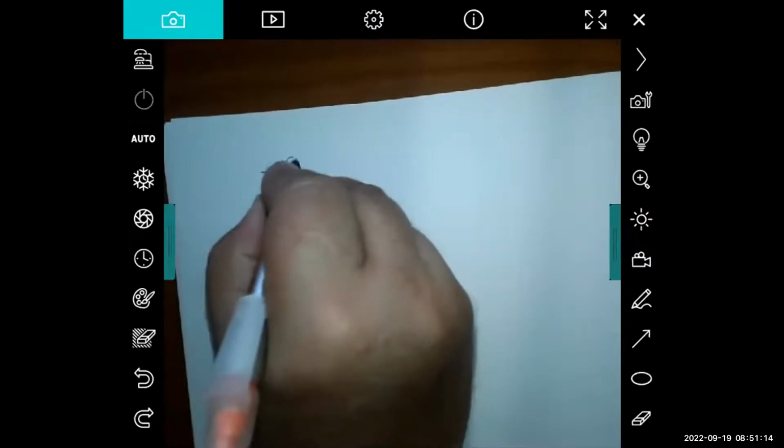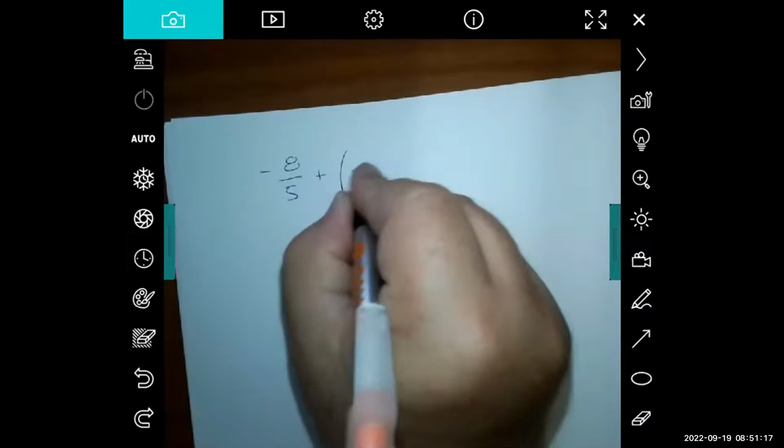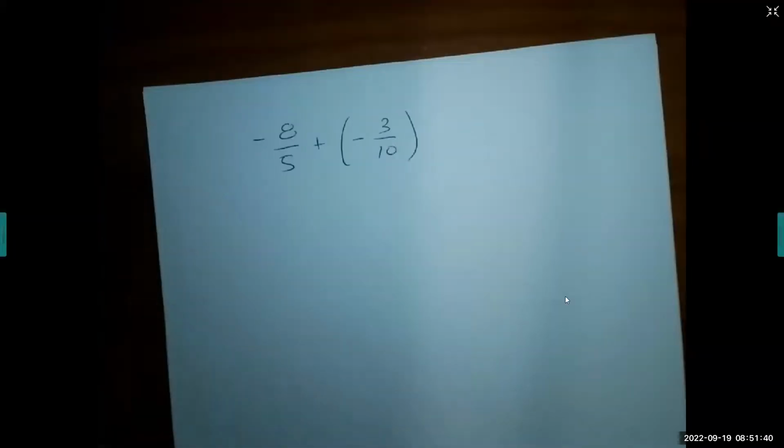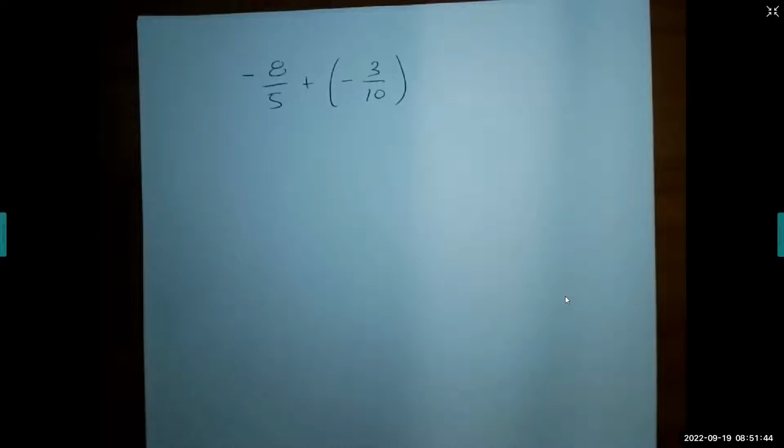Let's do another one. Let me pull it from the homework assignments. Let's look at number 32. -8/5 plus -3/10. -8/5 plus -3/10. I know y'all like fractions. You couldn't wait.